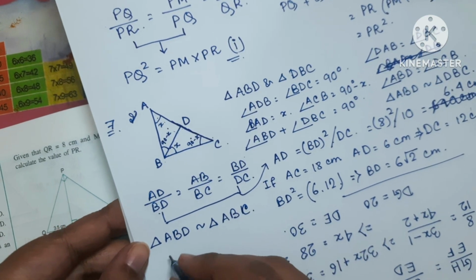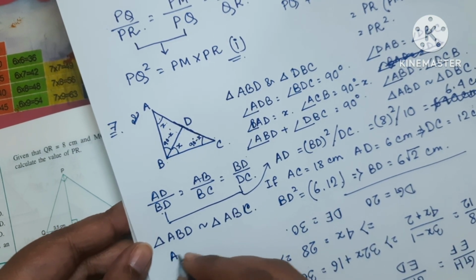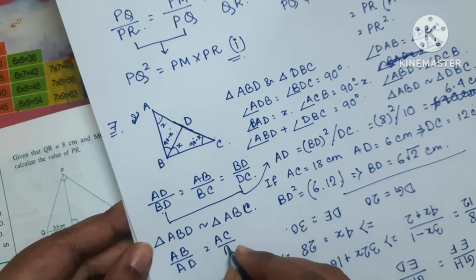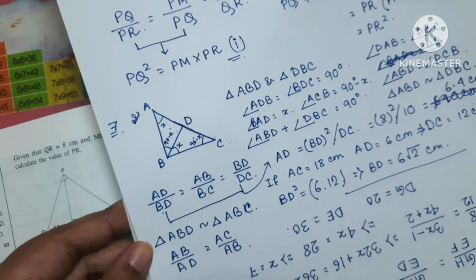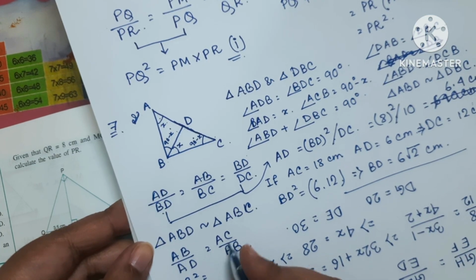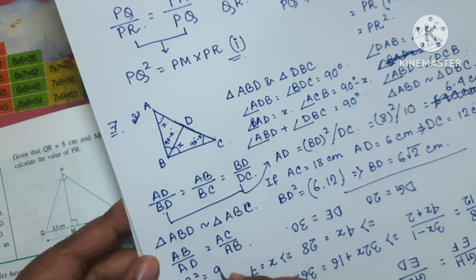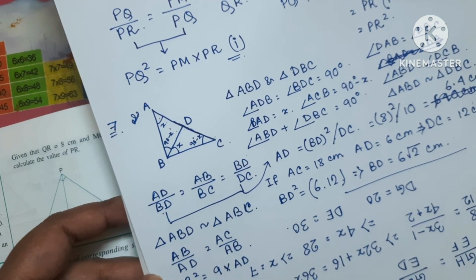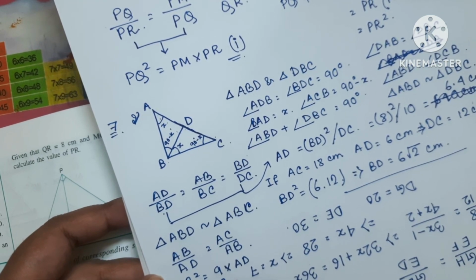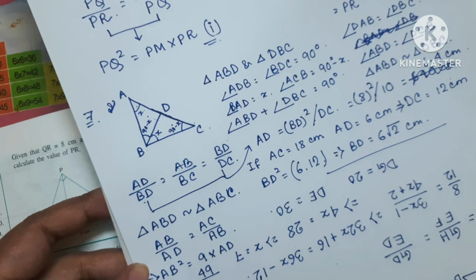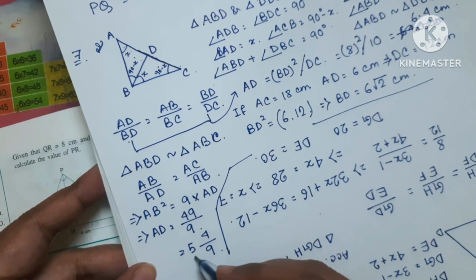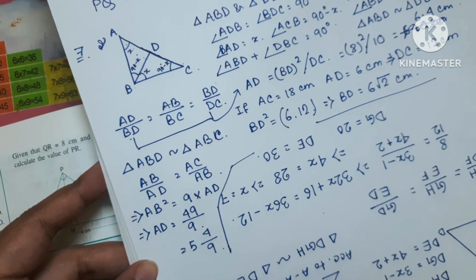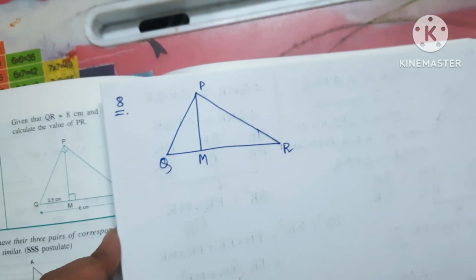Okay, now you can write AB by AD is equal to AC by AB. So AB square is equal to AC into AD. AC is 9 centimeter into AD. AB is 7 centimeter. So AD will be 49 by 9. Okay, so the answer will be 5 and 4 by 9. AD will be 49 by 9, so 5 and 4 by 9. Okay. See, in case of question number 8, see the diagram.